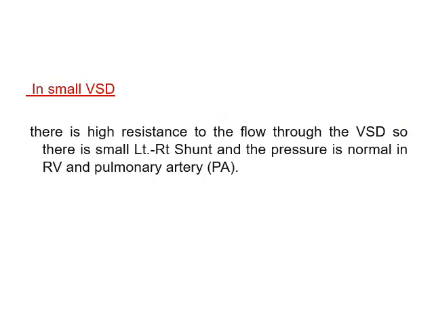In a small VSD, there is high resistance to the flow through the VSD, so there is a small left to right shunt and the pressure is normal in the right ventricle and pulmonary artery.